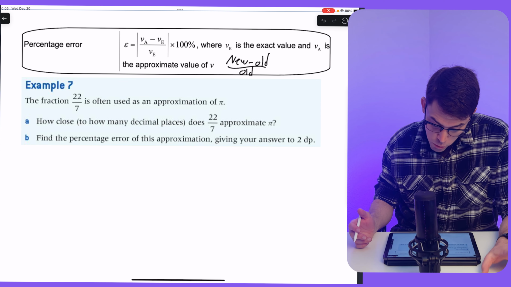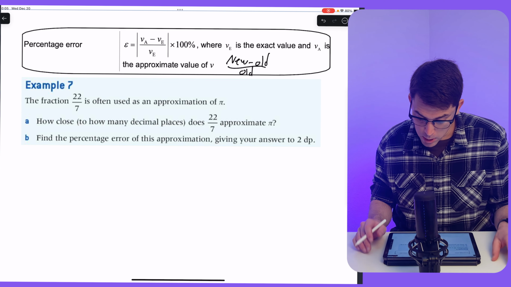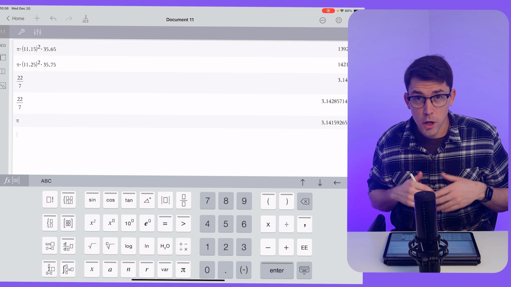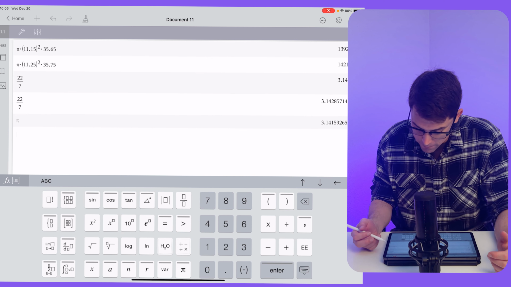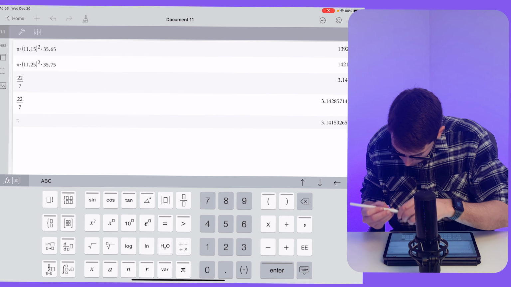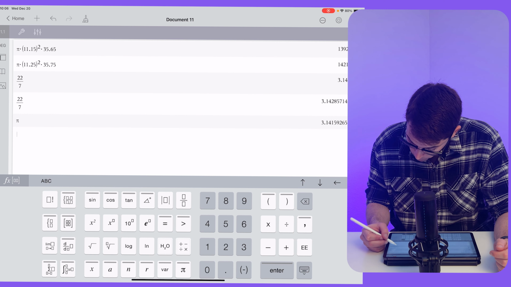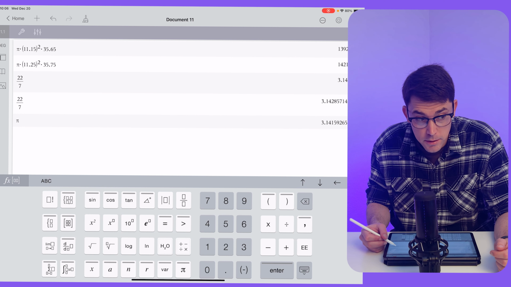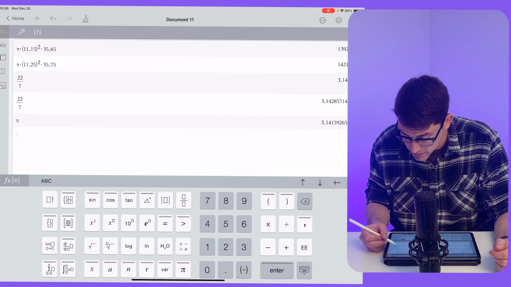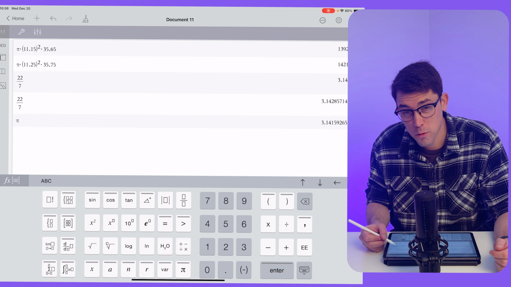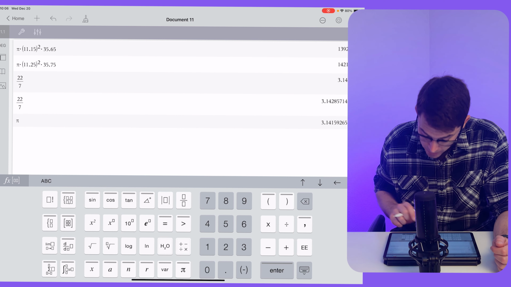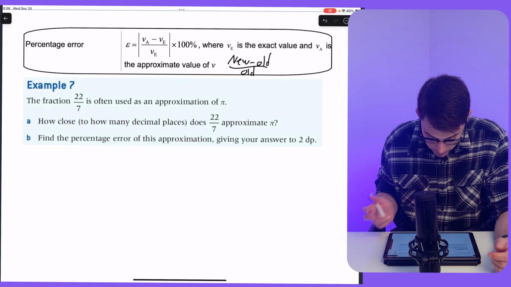So the fraction 22 over 7 is often used as an approximation of pi, and that's true. So you can see when I take 22 over 7, I get 3.1428571. Okay, and then pi is 3.14159. So it's accurate up until that third decimal place. So it gets it up to 2 decimal places, but then it starts to fall apart after 3. That's where the approximation becomes less reliable. So that would be the answer for that part A.